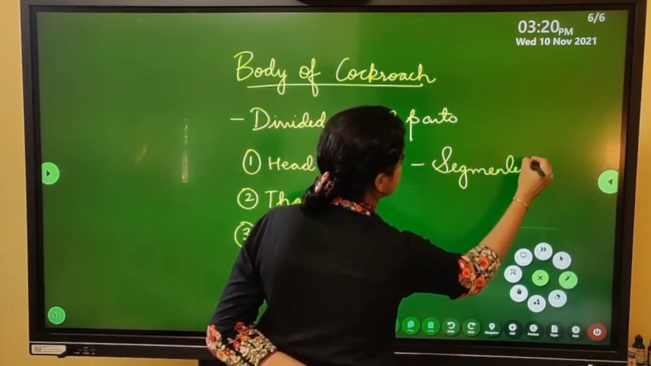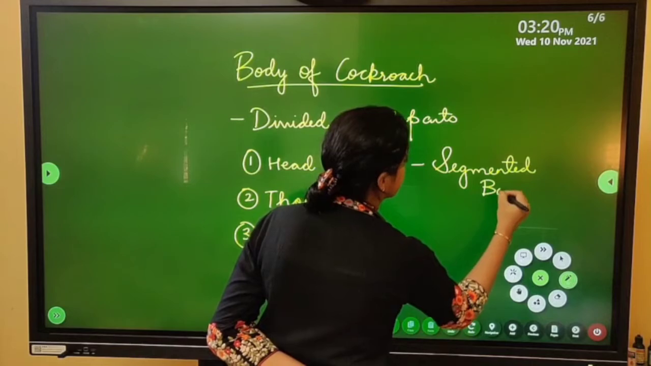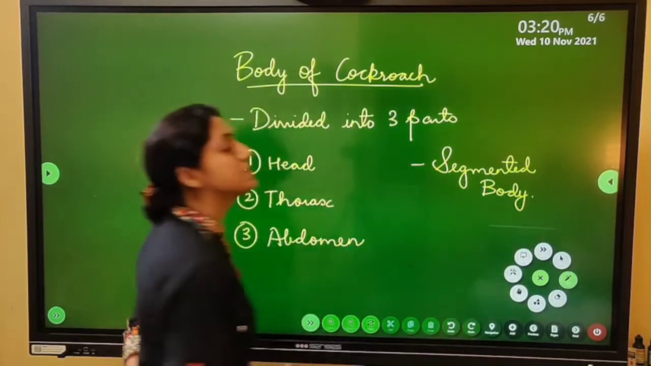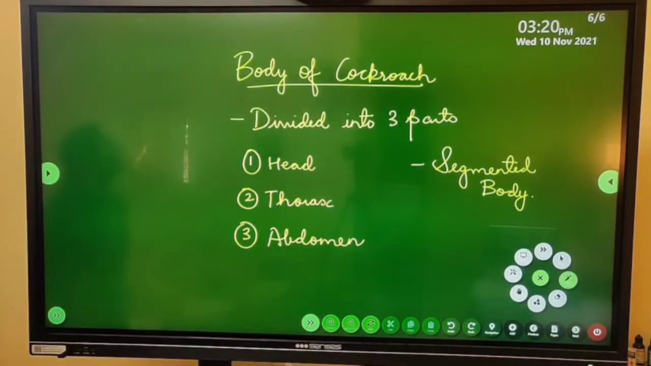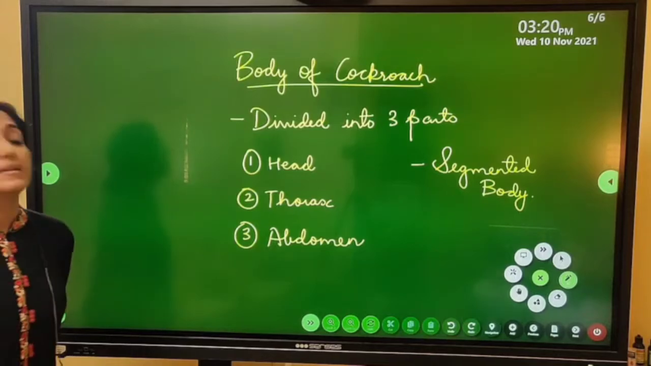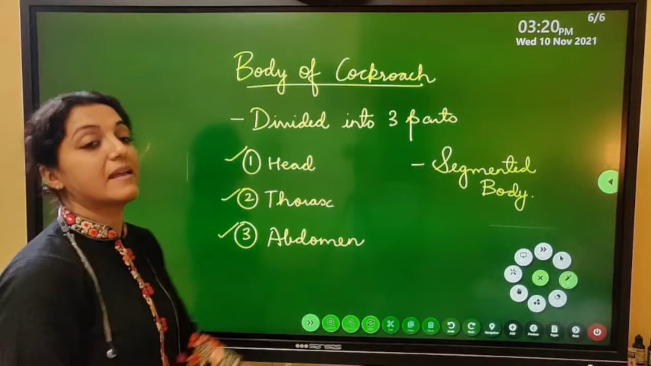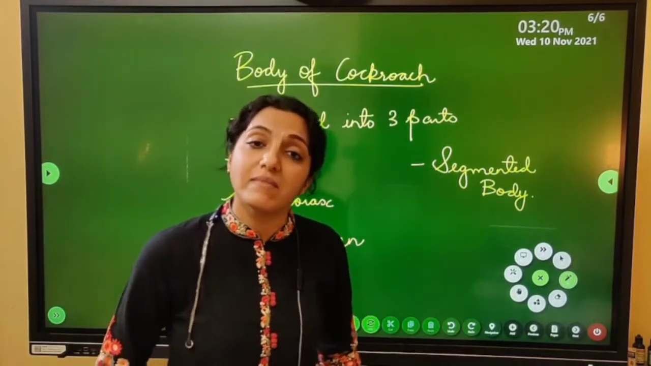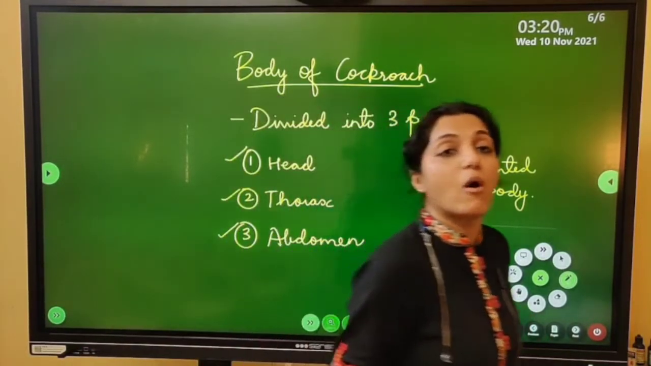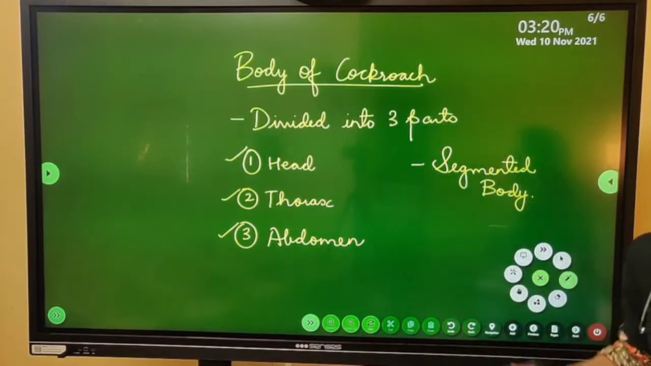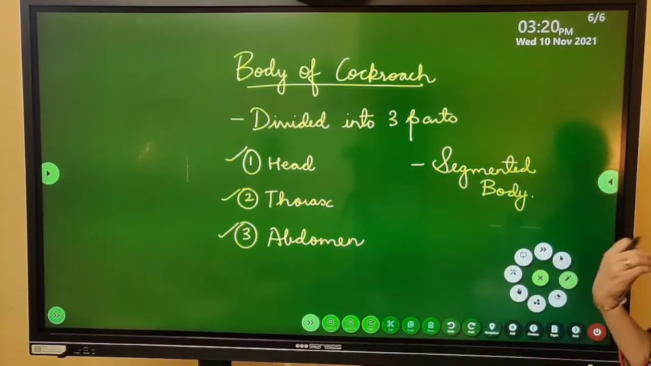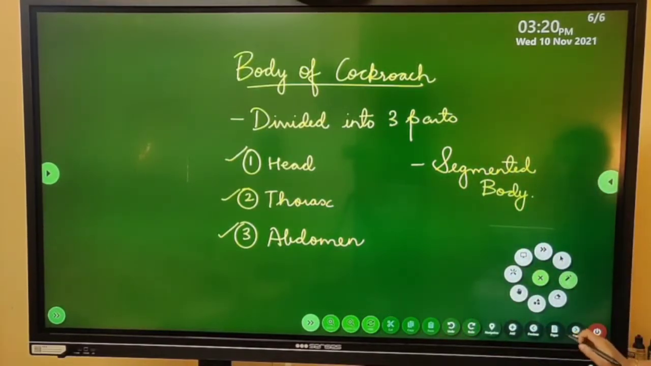Segmented body. So MCQ, body is divided into three parts. The body is segmented. The three parts are head, thorax, and abdomen. Like we have the head, the thoracic region, and the abdominal region. The body of the cockroach is also divided into three regions: the head, the thorax, and the abdominal region.